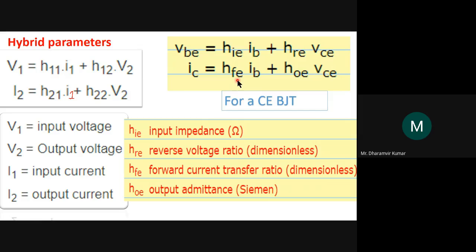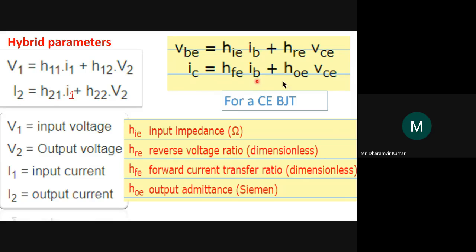HFE. F is for forward, and what forward? Actually, forward current transfer ratio, or forward current gain. Why? Because HFE is the ratio of IC by IB. This is IC, this is IB. IC is the output current, IB is the input current. So output by input means it's a forward current ratio or forward current gain.